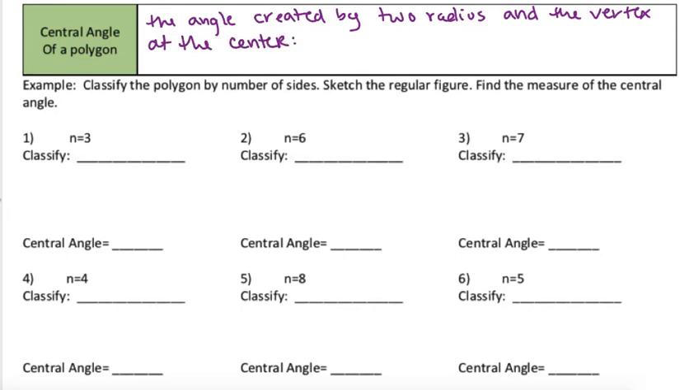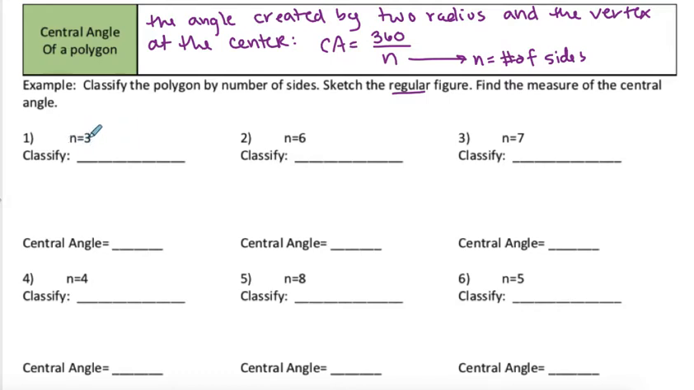All right, so the way that we find that is any central angle can be found by taking 360 divided by n, and n is the number of sides. And so if I looked at our example, it says classify the polygon by the number of sides. So that's practicing our classifying up in the chart above. Sketch the regular figure. So what would it look like if it was regular? And then find the measure of the central angle.